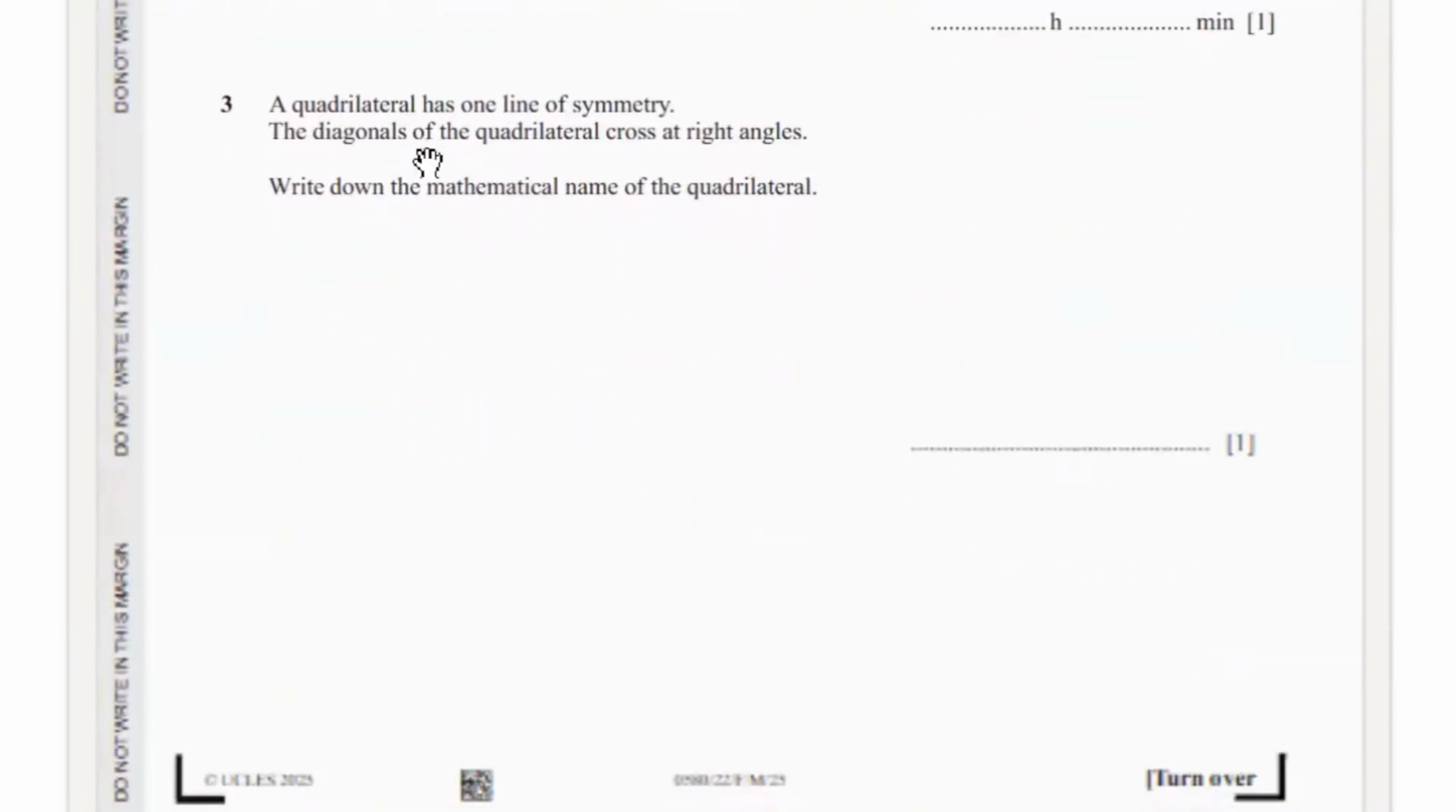Question 3 says a quadrilateral has one line of symmetry. The diagonals of the quadrilateral cross at right angles. Write down the mathematical name of the quadrilateral. So the only quadrilateral whose diagonals cross at right angles that has one line of symmetry is a kite. A kite has only one line of symmetry, and the diagonals cross at 90 degrees.